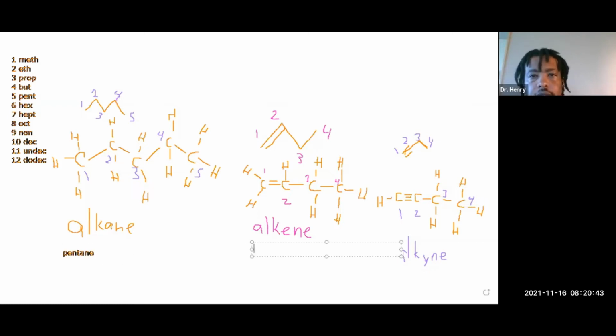This guy, it has 4 carbons. It's a 4 carbon chain. 1, 2, 3, 4. We call this butane. So since there's a double bond, we have to put ene in, letting us know that there's a double bond there.